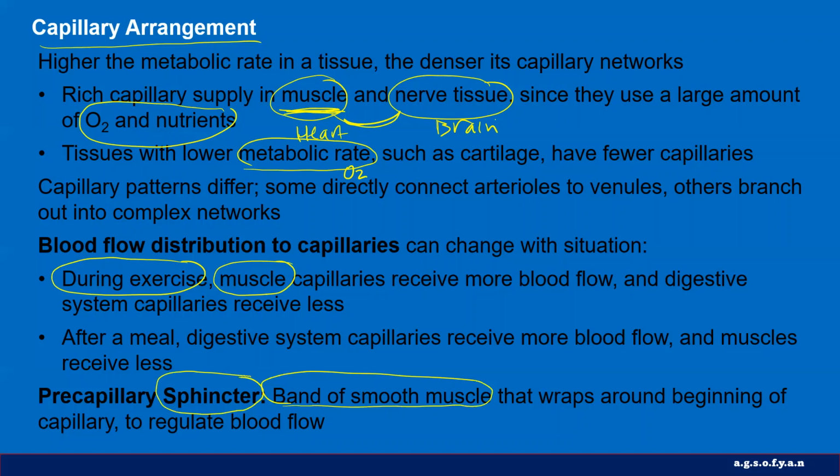during exercise. But after exercise, more oxygen will be delivered to the digestive organs in order to digest our food, and less blood will be carried into our skeletal muscle. So that's an easy way to understand how the arterioles distribute which organ will receive more blood or more oxygen, or less blood or less oxygen.